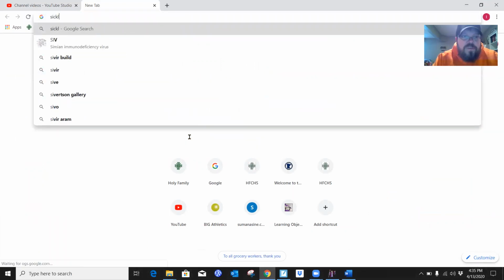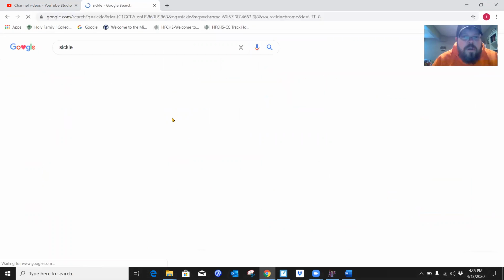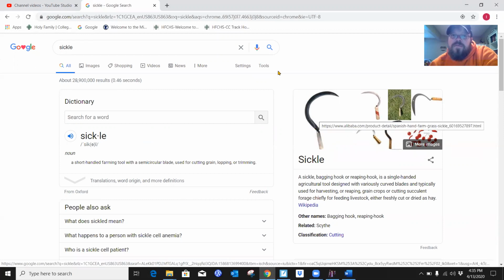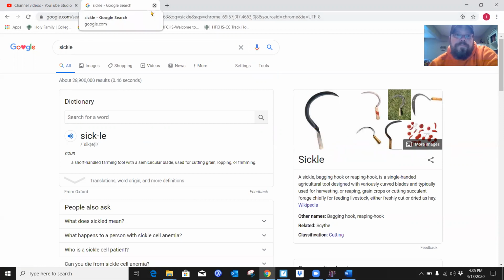A sickle is an old farming tool. There it is right there, that was used to cut down plants, or to harvest grain and different crops. So a sickle is this sort of funky looking knife thing, right?